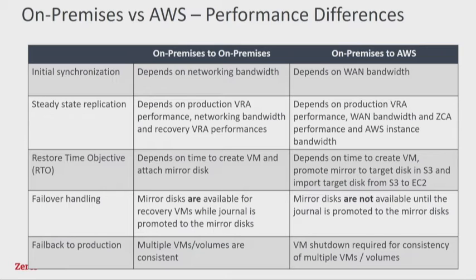On steady state replication, it's typically paced by the 2 VRAs and by the networking bandwidth. When we're going to the cloud, the steady state replication has ZCA and the VRA, and then again you've got the WAN bandwidth for the steady state replication, which could be different than a LAN. The RTO, because of the promotion time from S3 to EC2, is going to affect your RTO.